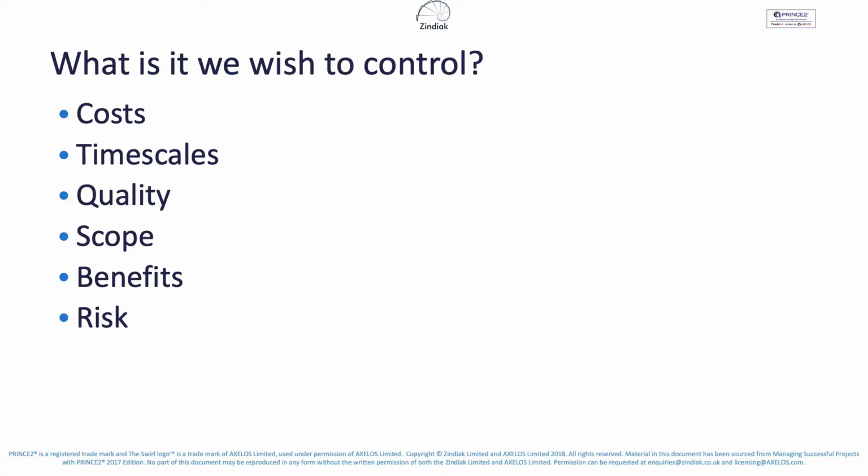Benefits will be tied to scope and quality, possibly timescales as well, as being first to market might be key for delivering some benefits. And finally, risk. What about the uncertainty around the project? How much uncertainty are we prepared to accept? If we're not prepared to accept very much, then we may need to do specific pieces of work to reduce that uncertainty or mitigate that risk.